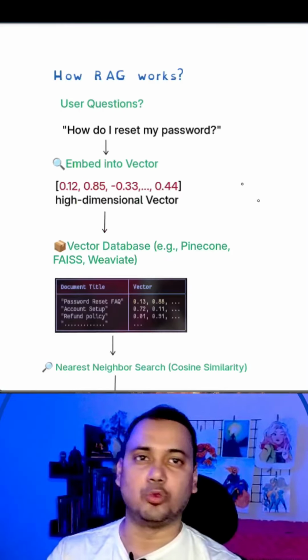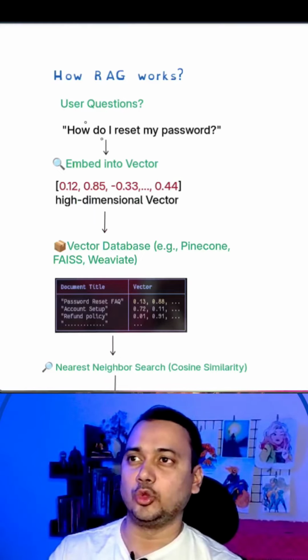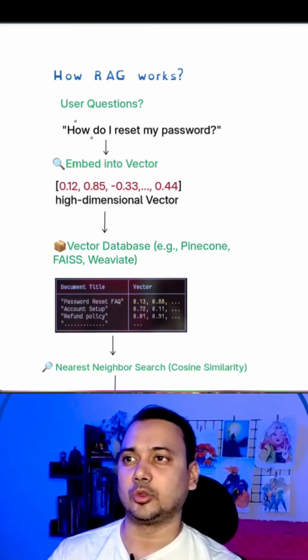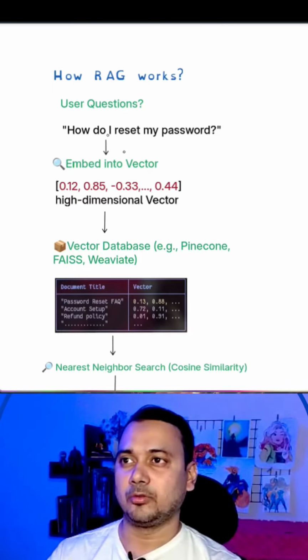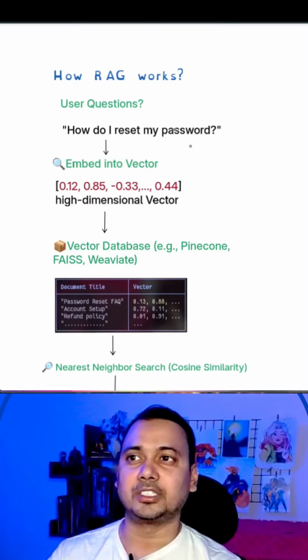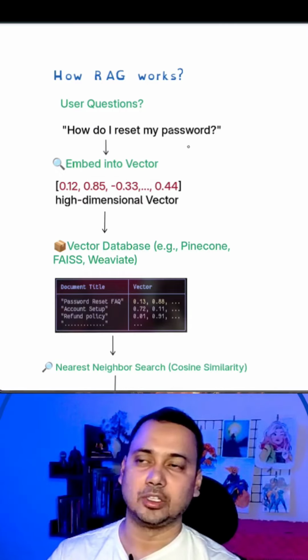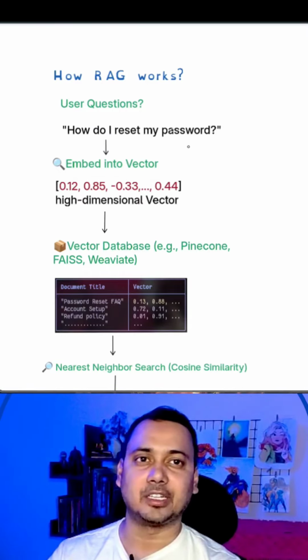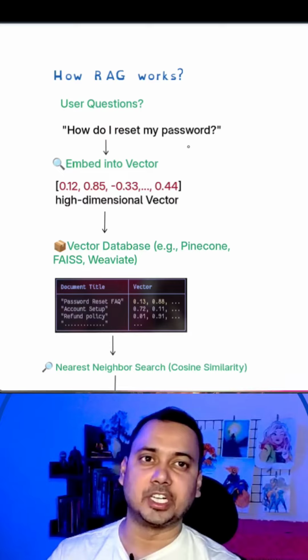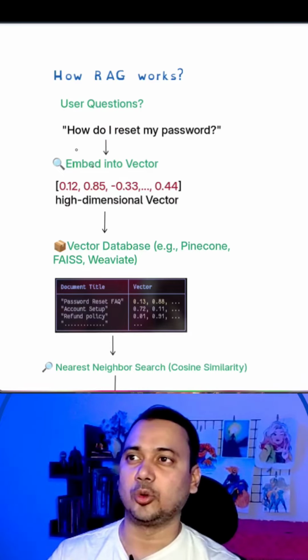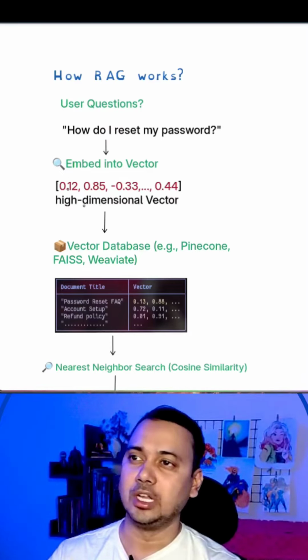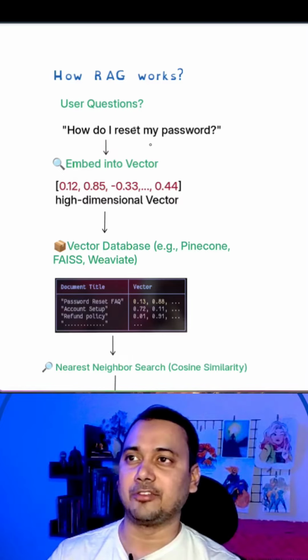So how does RAG work? Basically, the user will ask any question. For example, the user is asking, how do I reset my password? First, these words are converted into vectors. So what is a vector? A vector is a numerical representation of words. It could be something like how is converted into 0.12, do is converted into 0.85.